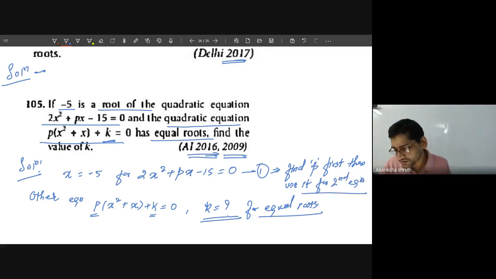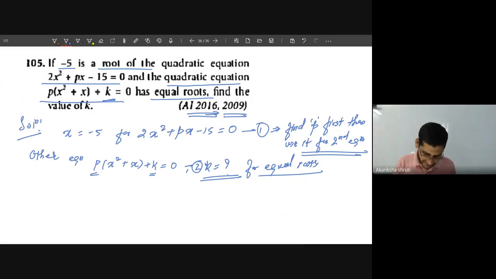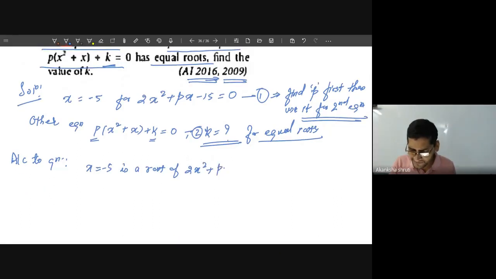This is the only concept कि आप पहले एक से आप जो भी अननोन है उसे निकाल लीजिए, वो अननोन दूसरे के लिए भी अवेलेबल हो जाएगा, तो दूसरे इक्वेशन में आप कंडीशन अप्लाई कर दीजिए. सेम है स्टूडेंट. So right, according to question, what is there? x equals to minus 5 is a root of 2x square plus p of x minus 15 is equals to 0.